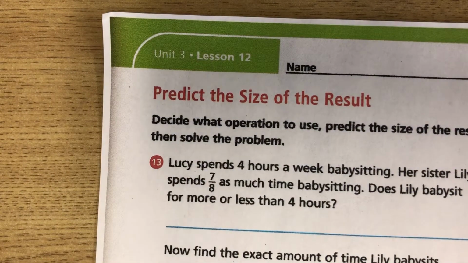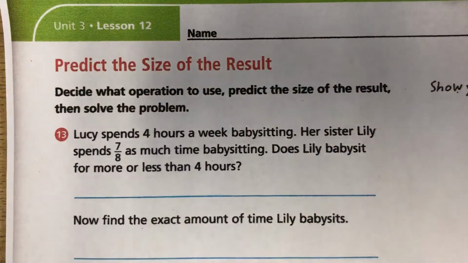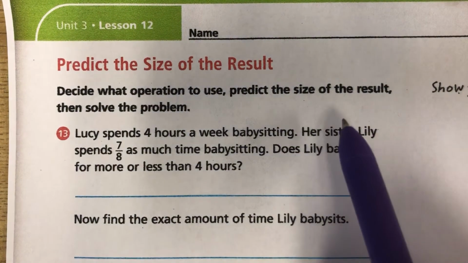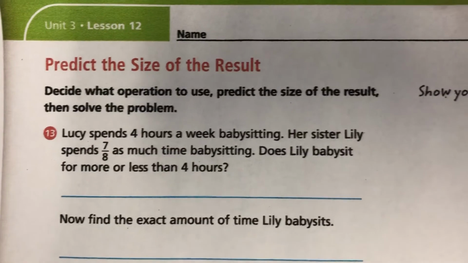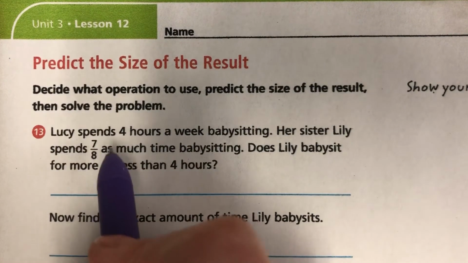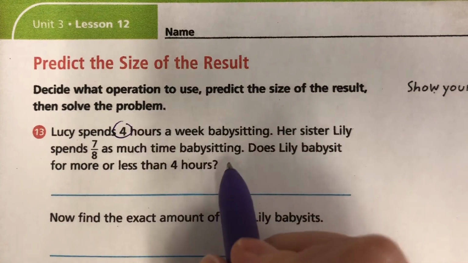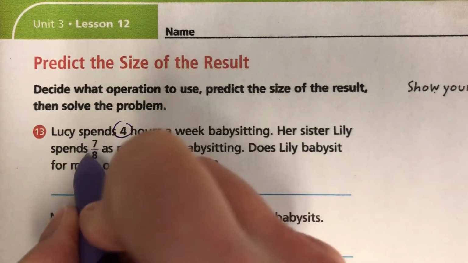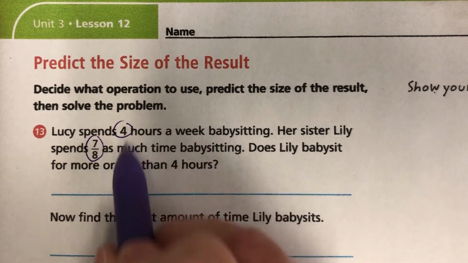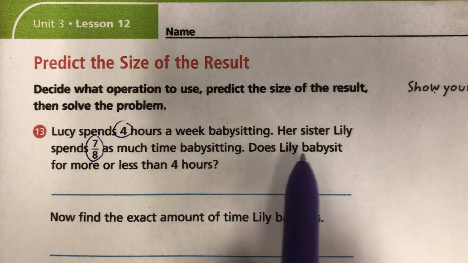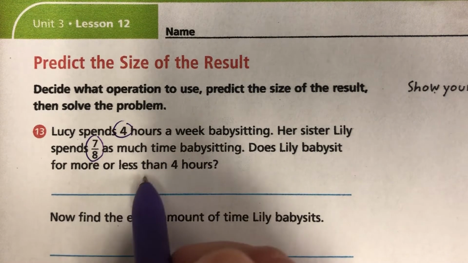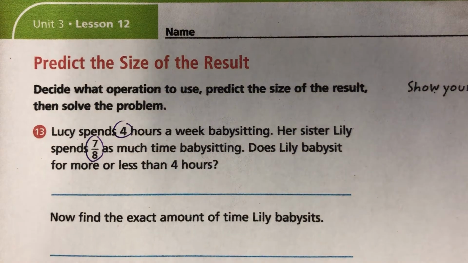All right, I want you to turn your page. We're going to look at page 119 right now. And I want us to use what we just learned to predict the size of the results. So this says to decide what operation to use, predict the size of the result, then solve the problem. Lucy spends 4 hours a week babysitting. Her sister Lily spends 7/8 as much time babysitting. Does Lily babysit for more or less than 4 hours?